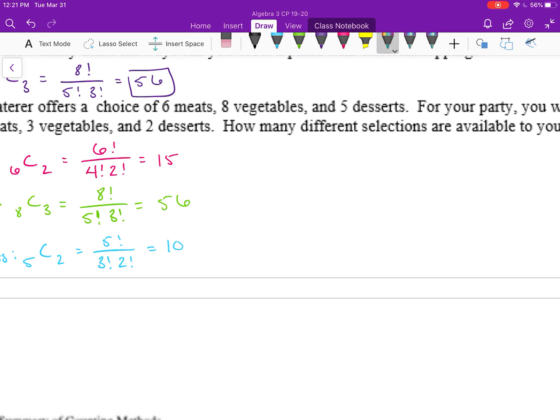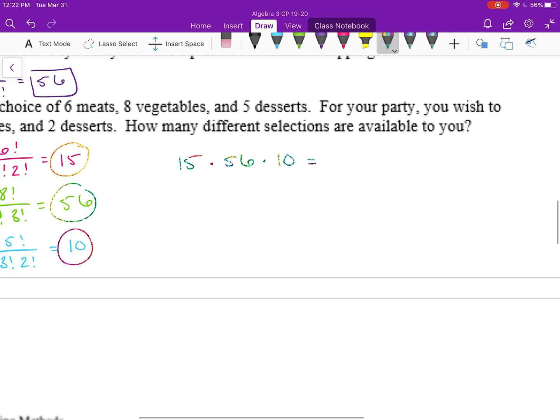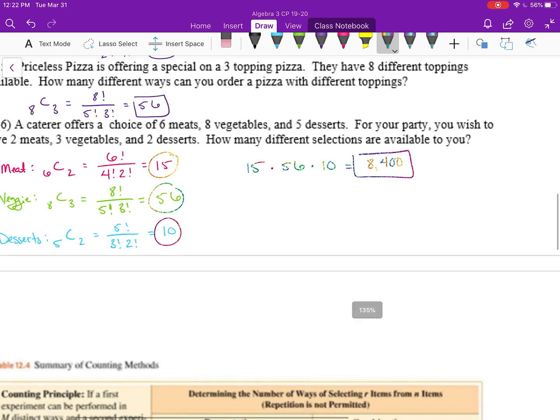Now, to figure out how many choices you have overall, you're going to take each of these numbers and multiply them together. So we have 15 choices for the meats. We have 56 choices for the vegetables. And we've got 10 choices for the desserts. So if I multiply all of those things together, that'll give me the sum total of options that I have. So if I multiply this together, I have 8,400 different choices of combinations of food that I could choose from this catering company.